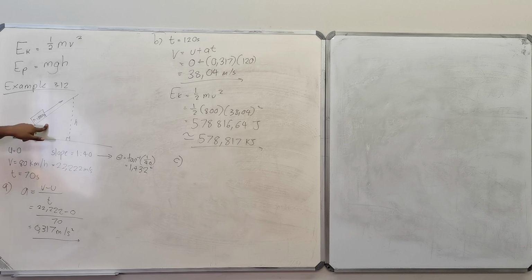The displacement of the object? Did they tell you that the object traveled a certain distance? No. So what do you have to do? You have to find it using the formulas. I wish I wrote the formulas down. So you work at 120. What if you work out the velocity for 70 seconds? You can't do that, yeah?